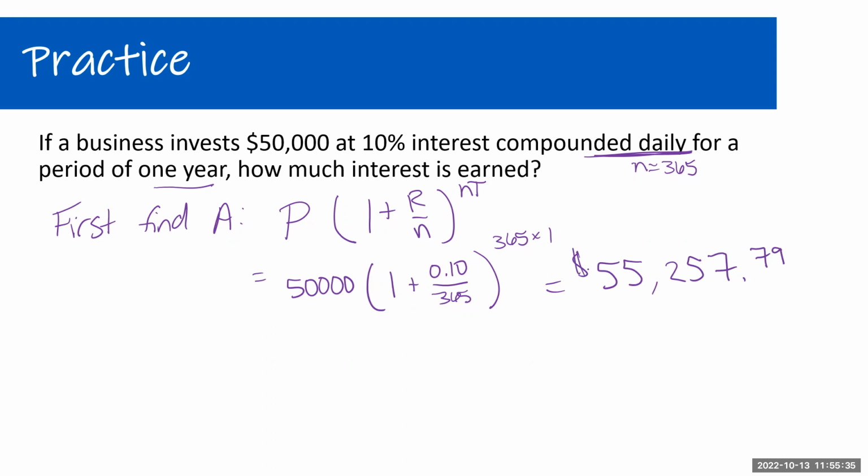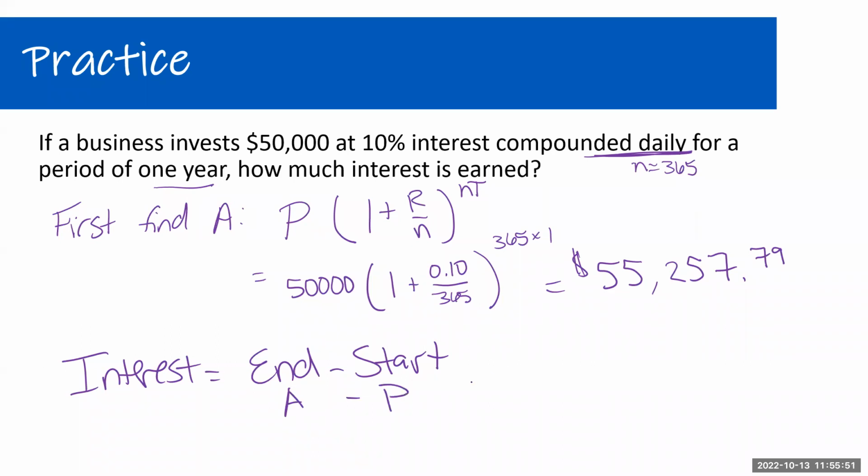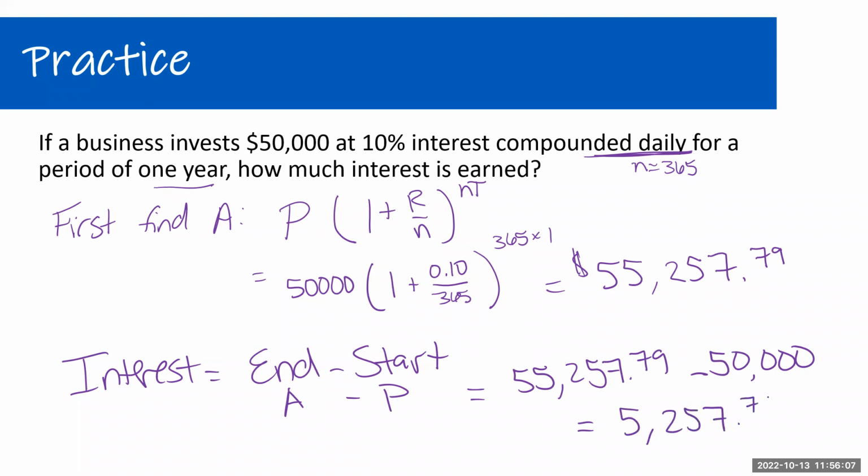Okay. Now be careful. That's not what the question asks. That is not how much interest they earn. That's how much they have at the end. So the interest earned is just going to be what you had at the end minus what you had at the start, which is going to be your A minus your P. So you're going to have that 55,257.79 minus the initial 50,000 that they put in. So you're going to see that they got $5,257.79. That's how much interest they earned in a year of compounding daily at 10%.